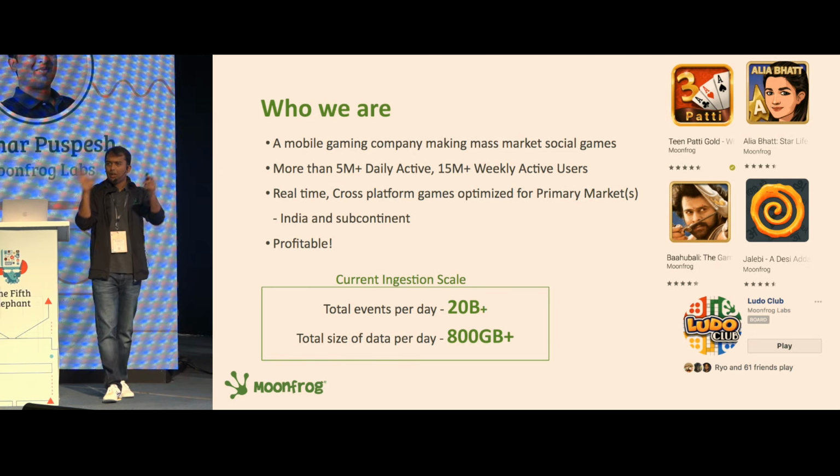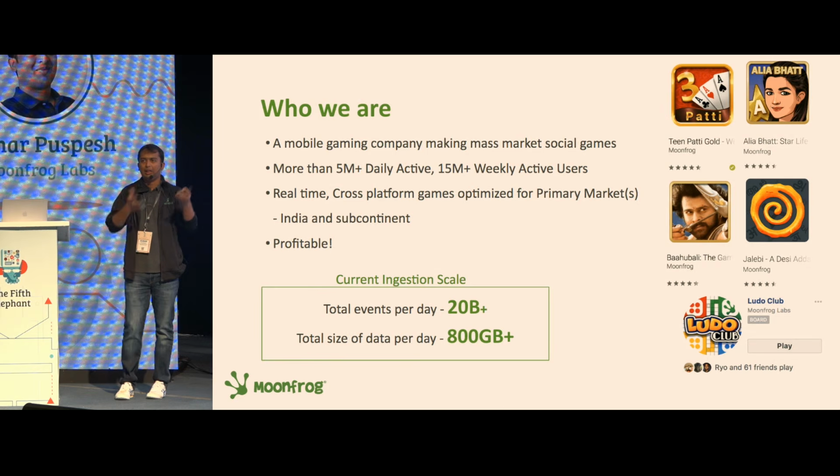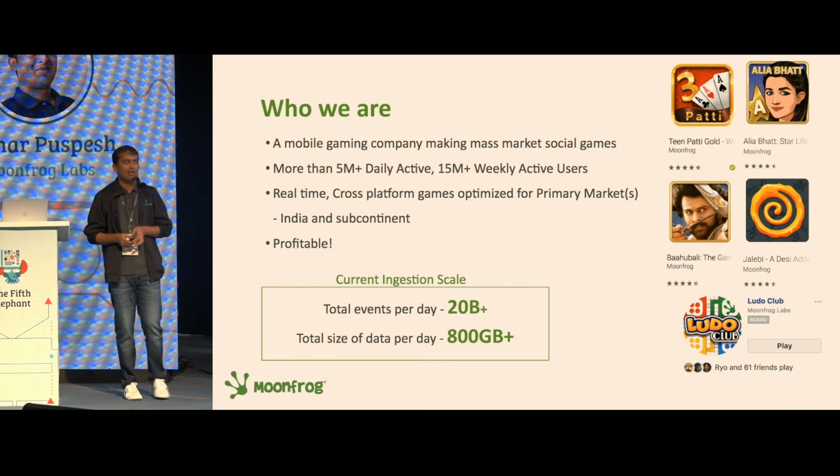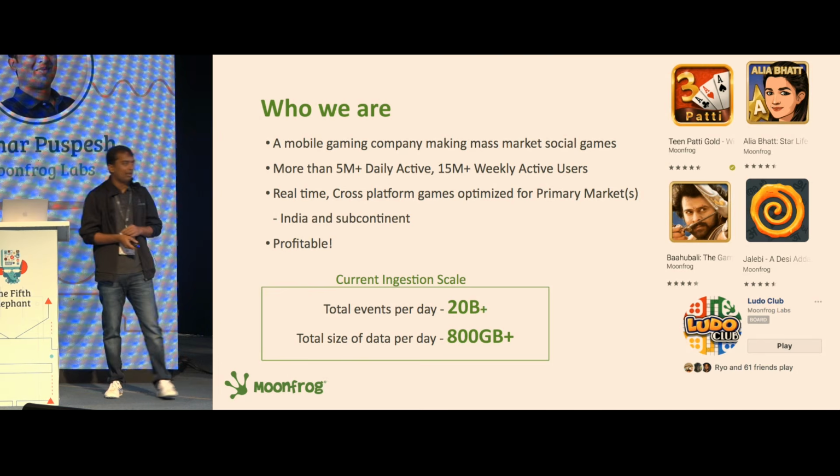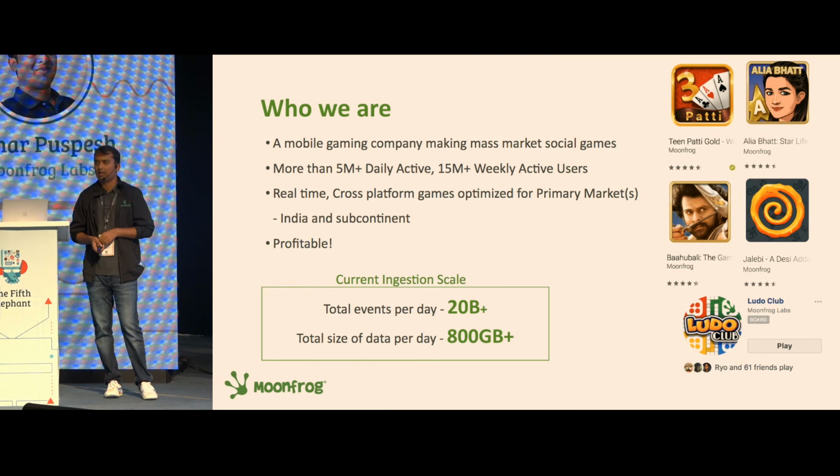What does it mean for data? We make mobile games, consumer products for this kind of scale. What does it mean on the data side? Our current ingestion scale is 20 billion unique events per day, and the total size of data that we are ingesting uncompressed is 800 GB plus.